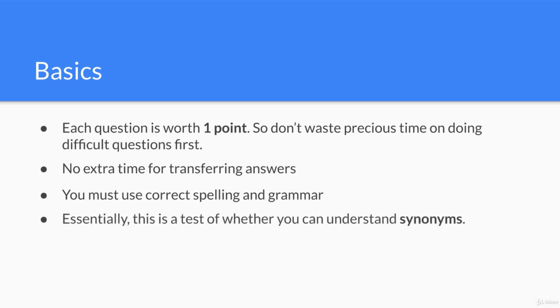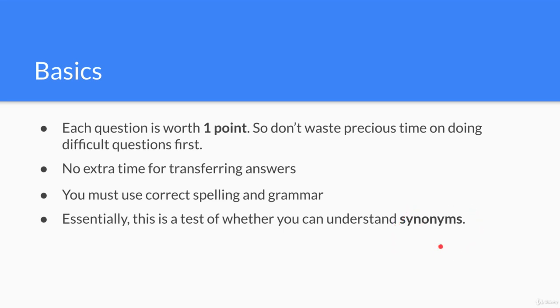Next, this is an important point as well. The reading test is actually a test of whether you can understand synonyms. That's really the simplest way to put it. If you don't know what synonyms are, I will explain that to you right now. Synonyms are basically different words that have the same meaning. So for example, if you want to use a different word for the word international, then instead of saying international, you can use synonyms, which means different words that mean the same thing.